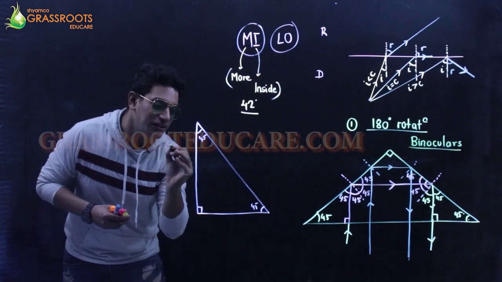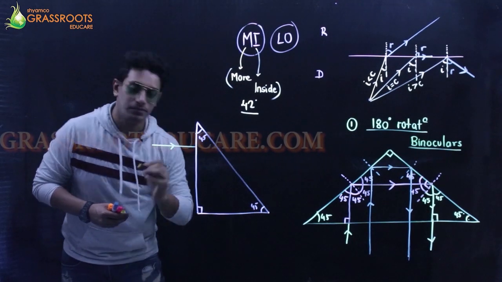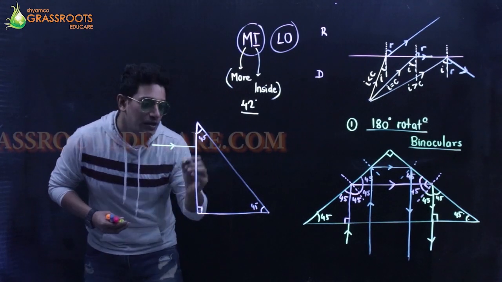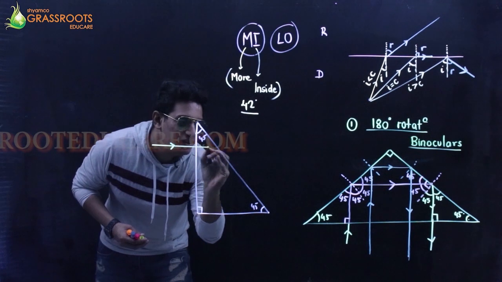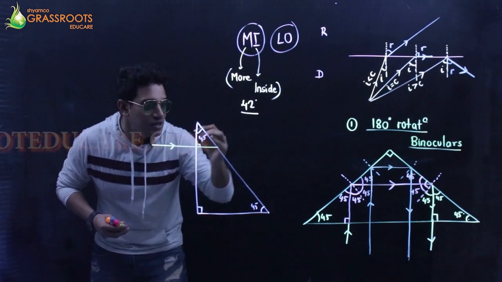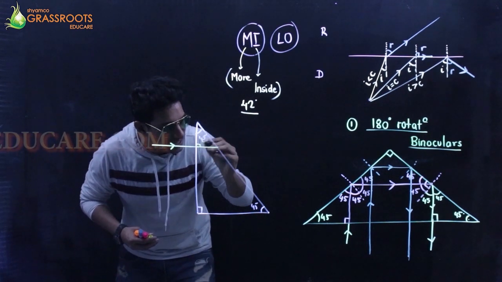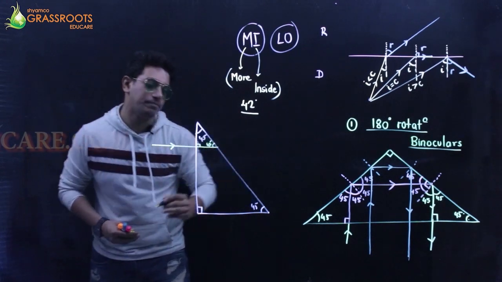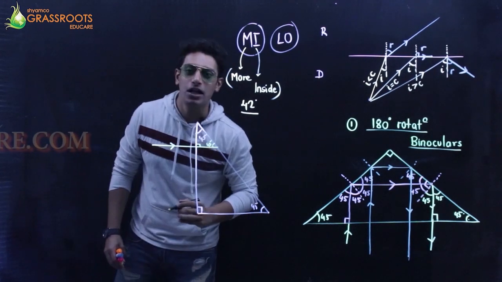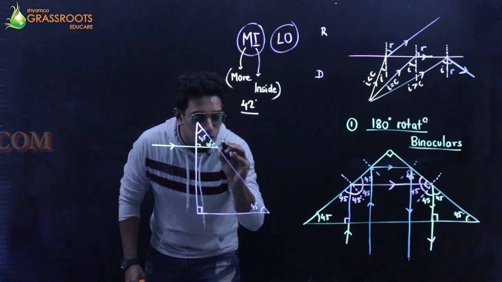Now when the ray of light enters, it enters this way. First, it is entering at 90. Nothing happens. It goes straight. 45 plus 90, this has to be 45. I'm not interested in this angle. What you do is, you draw a normal.